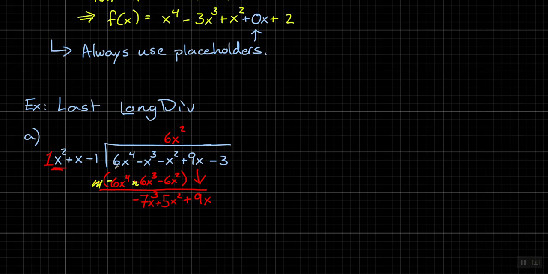Okay. Does that make sense? I guess so. We'll try it again right here. We'll get another check at it. Okay, so I now need to get rid of this. X squared times what gets me negative 7x cubed? So let's just go number to number. 1 times what gets me negative 7? So here's my negative 7. And x squared times what gets me x cubed? X.